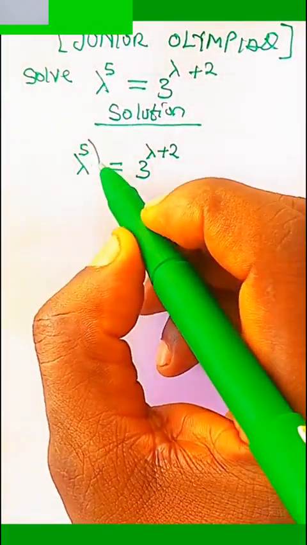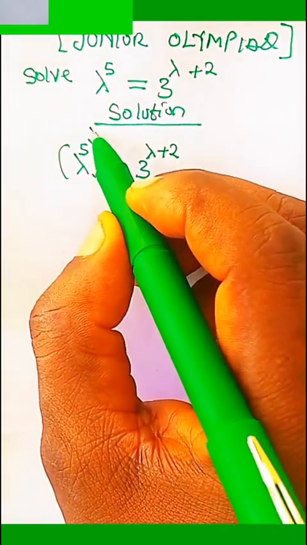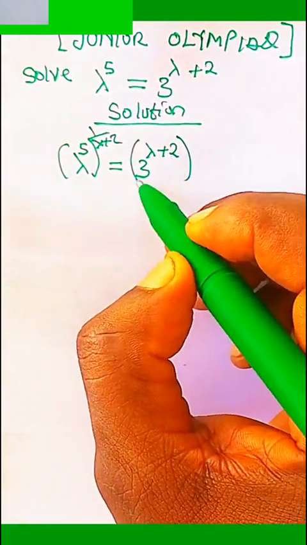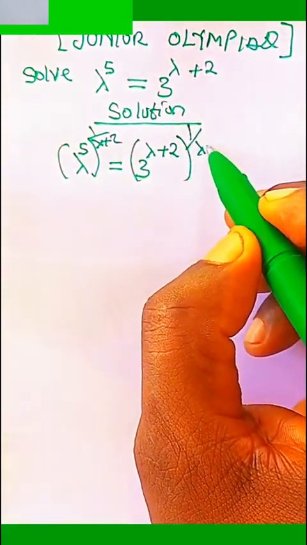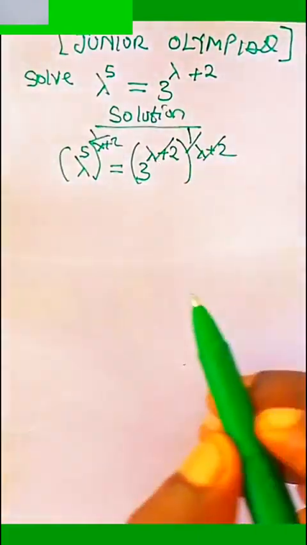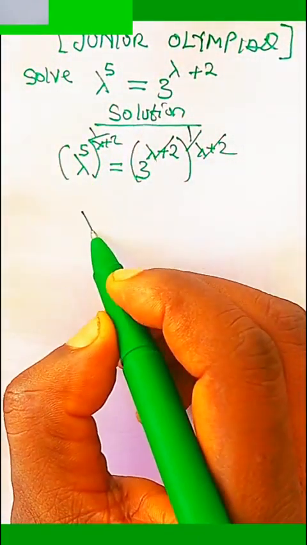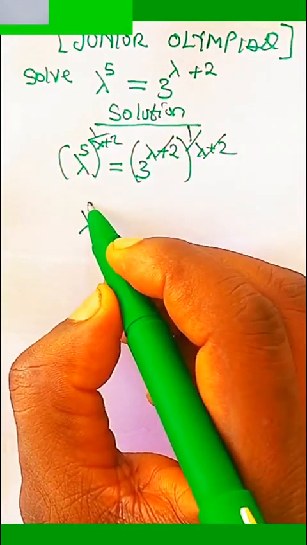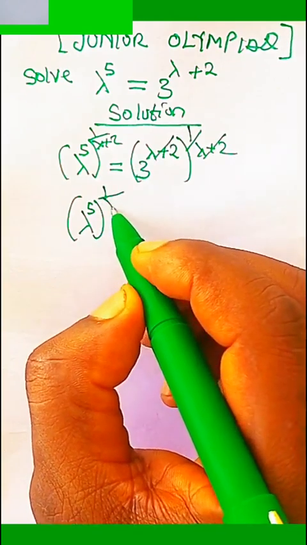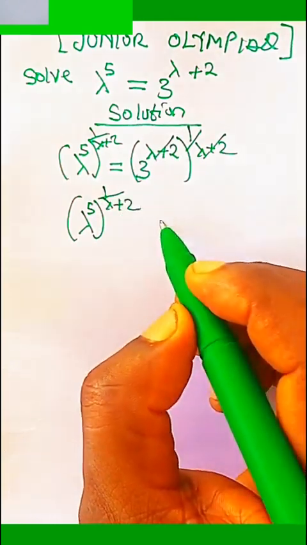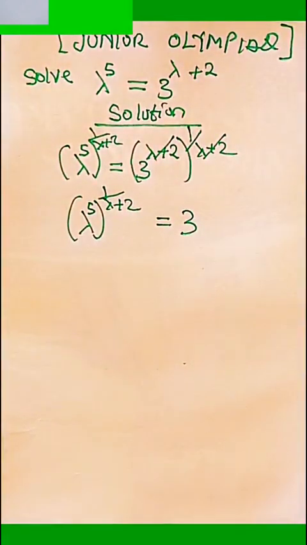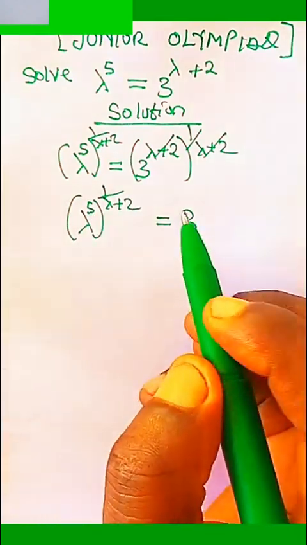So first of all, multiply everything by 1 over lambda plus 2. This one too by 1 over lambda plus 2. And this squares, this one will cancel out this one. So the left hand side now becomes lambda power 5 to the power of 1 over lambda plus 2, and equals 3. So we achieve 1. We still have 5 here, so this 5 should come to this side.